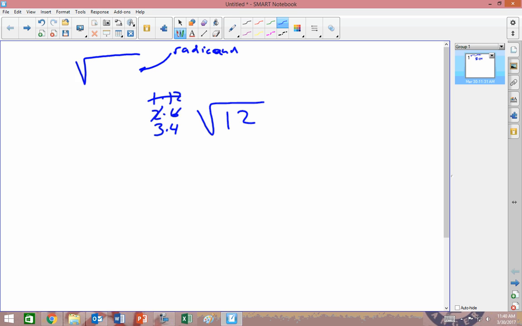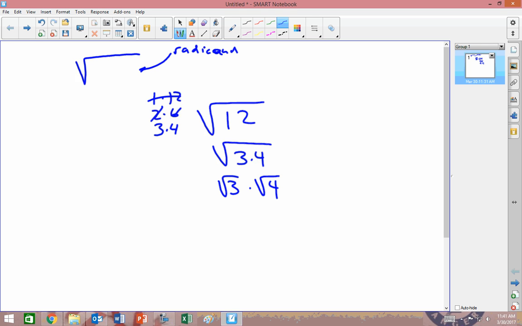What about 3 and 4? Do I have any perfect squares in there? 4. I have 4, so here's what I can do. We can say this is the square root of 3 times 4. Whenever we have the square root of 3 times 4, anything that's multiplied inside the house, we can break it into pieces, and I can say this is the square root of 3 times the square root of 4.